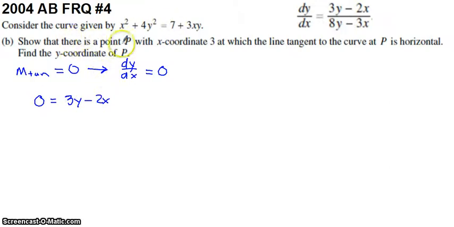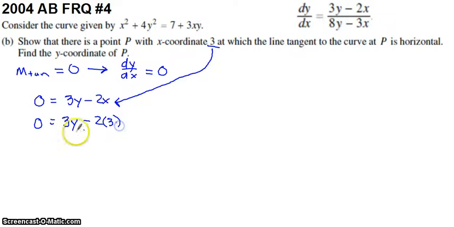But it said show there is a point P with x coordinate 3. So they've told us what the x coordinate of this point is. So what I'm going to do is take that x value and put it into my equation that we're writing out here in place of the x. So we're looking at 0 equals 3y minus 2 times 3. So this would obviously be a 6. If I'm trying to now solve this equation for y, that's something that's pretty simple to do. We actually end up with a very simple equation. I'm going to add 6. I'm going to divide by 3. And I get y equals 2.